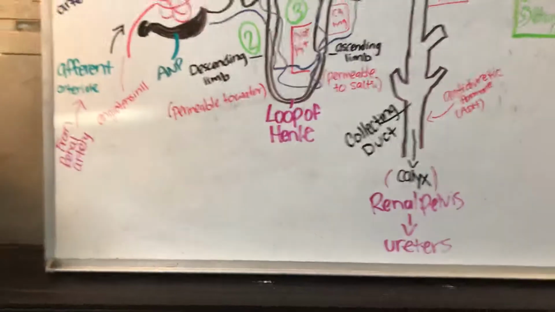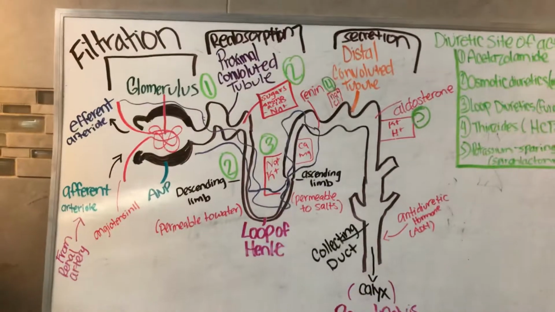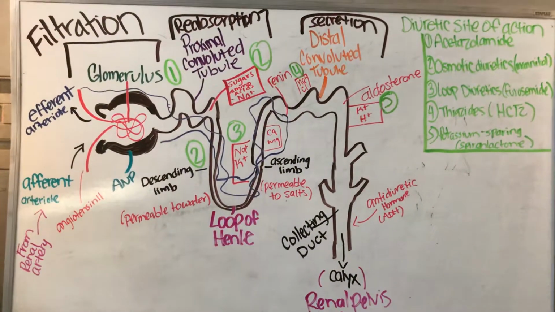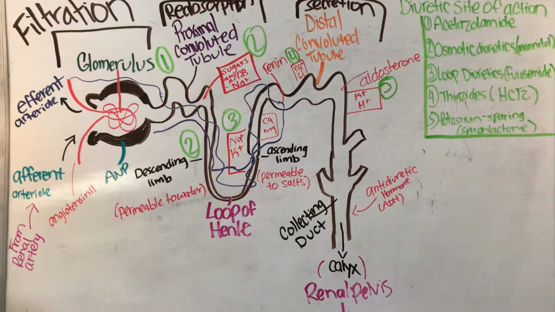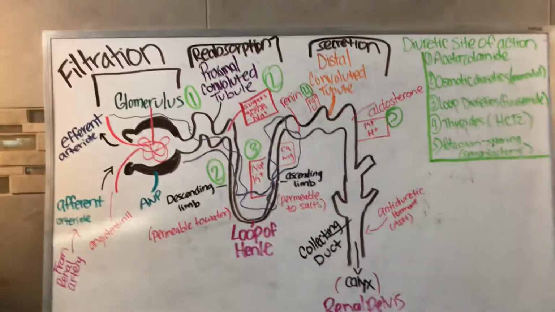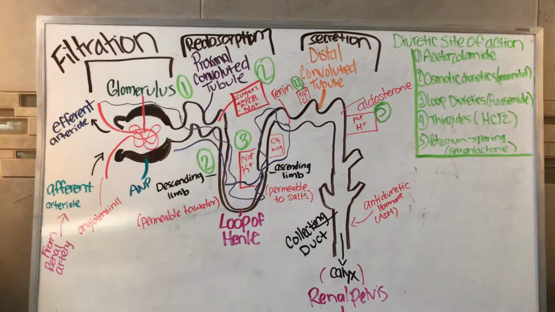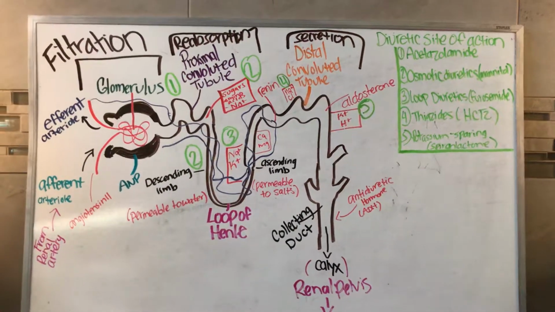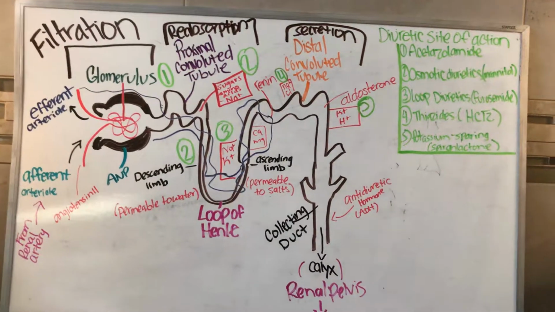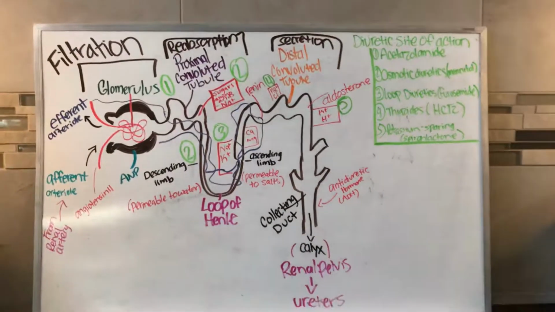So get familiar with this diagram here. This is your nephron unit. It is the urine making unit. Urine formation occurs through 3 processes. Again, filtration, absorption, and secretion. And that is your nephron unit.